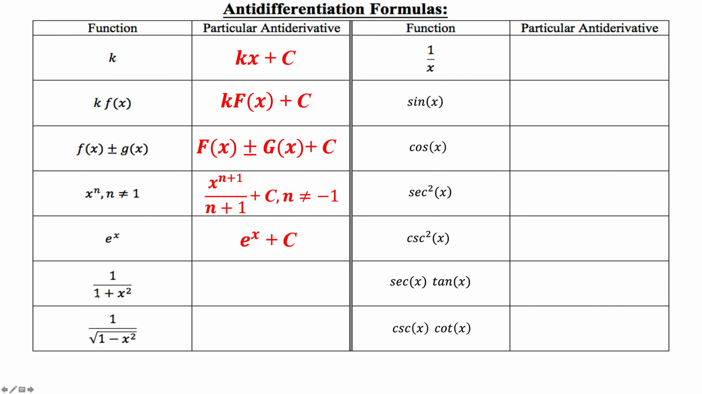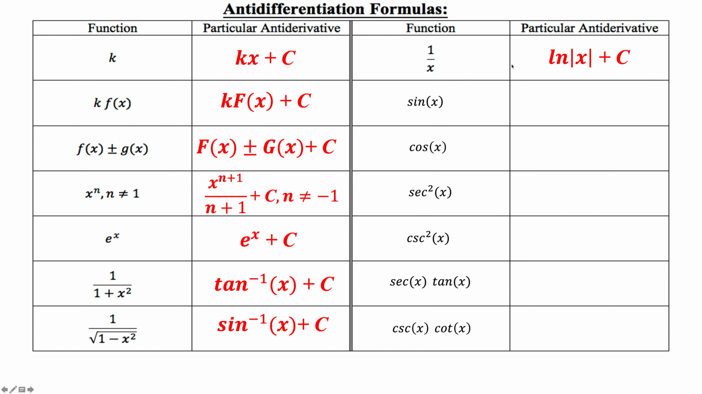1 over 1 plus x squared should look familiar to you. That's your inverse tangent derivative. So working it backwards, that's going to be the inverse tangent of x plus c. This too should look familiar. That was your inverse sine of x derivative. So the derivative of inverse sine of x was this. So if we start here, take its antiderivative and work backwards, we go back to the inverse sine of x, but again, plus c at the end.